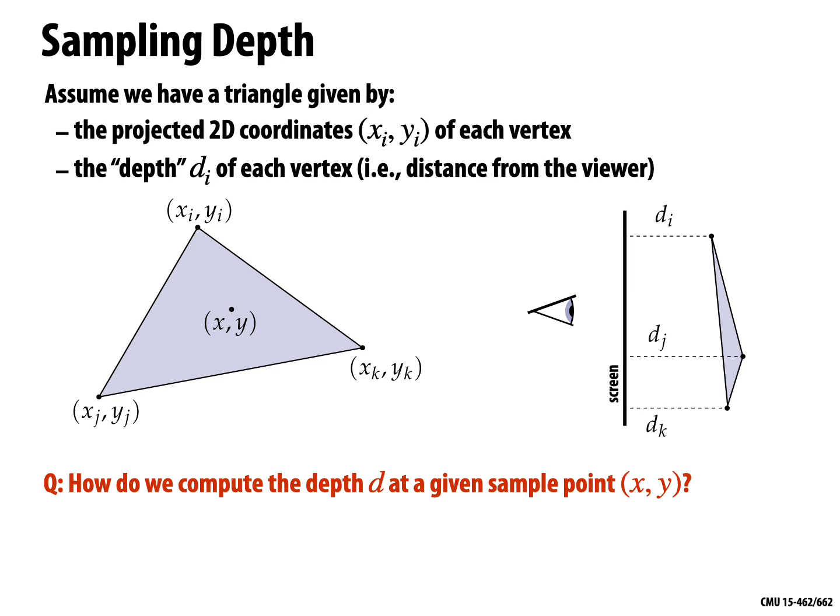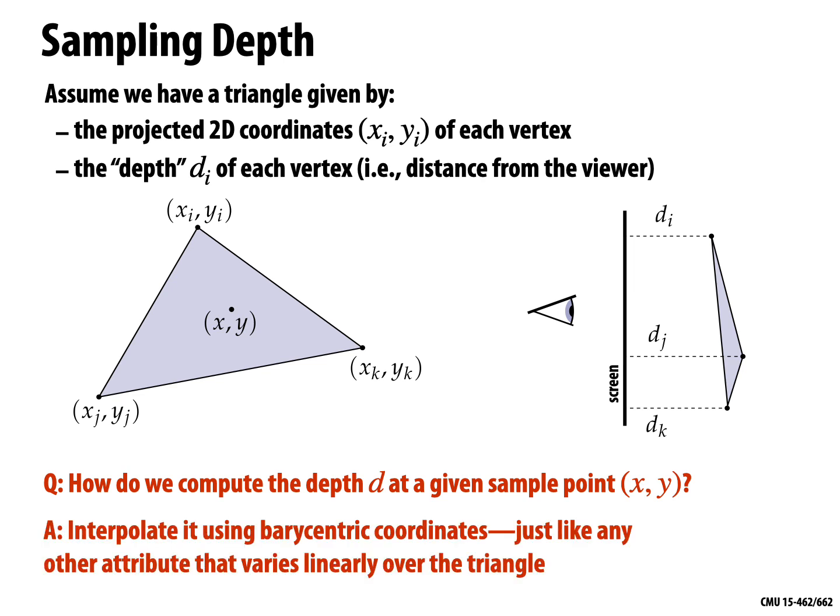Well, something we discussed a lot in our last lecture was interpolating attributes using barycentric coordinates. And that's exactly the right thing to do here because depth varies linearly over the triangle. Okay? So that's great. It's easy enough to get the depth at any sample point. And now we're faced with this challenge of figuring out which triangle should show up at each sample point. Right? We want the triangle with the smallest depth to actually be drawn at that sample point.